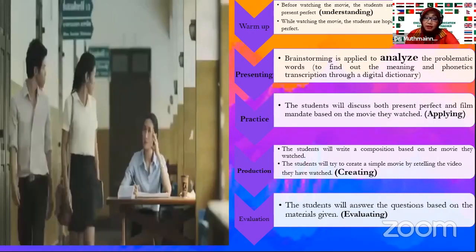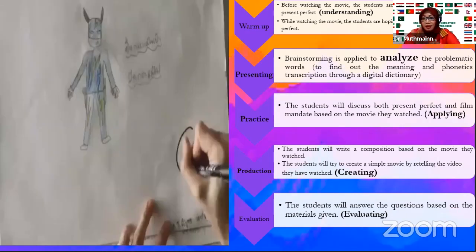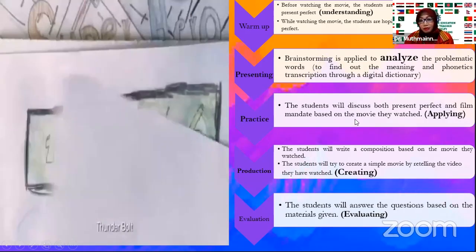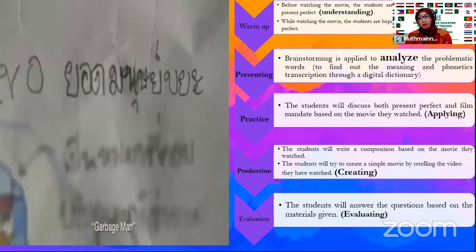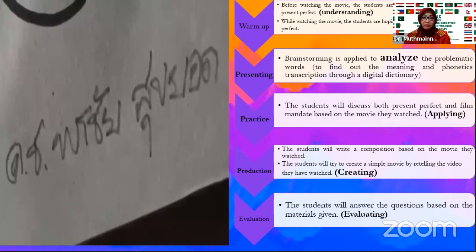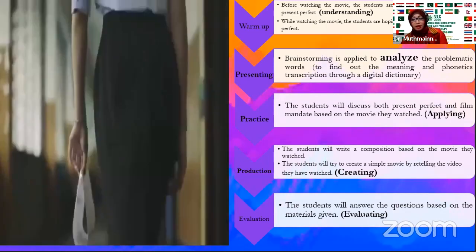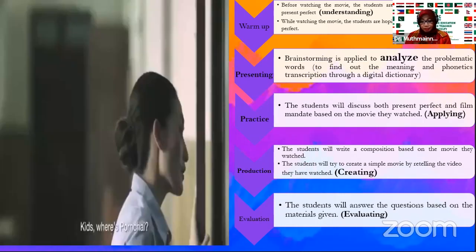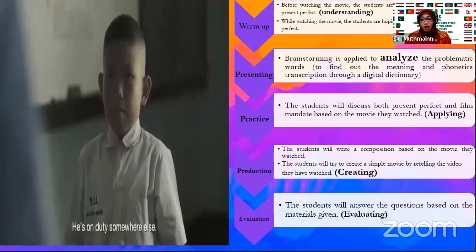For example, your student tenses, because I'm teaching the English subject. This is the procedure until you can achieve Bloom's taxonomy. In the warm-up, they watch the film and understand the present perfect, and we need to remember the present perfect. In the presenting, they can brainstorm words related to the film and analyze it, because the film is about a superhero.